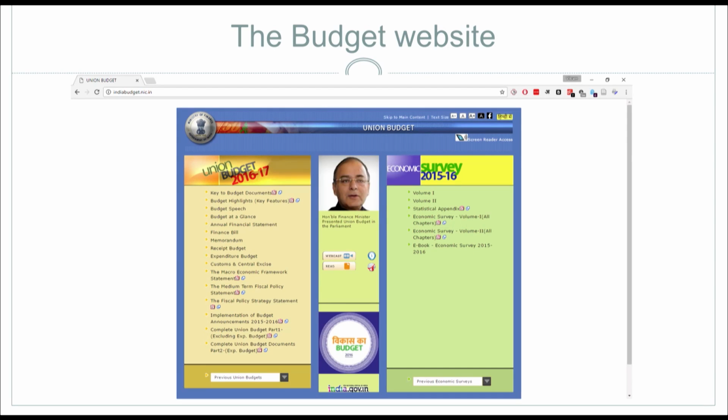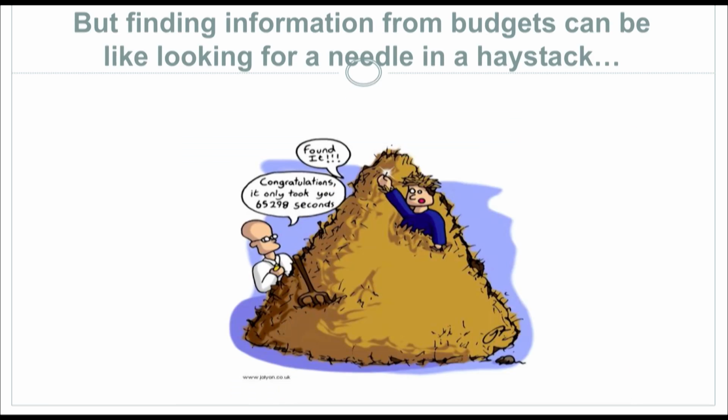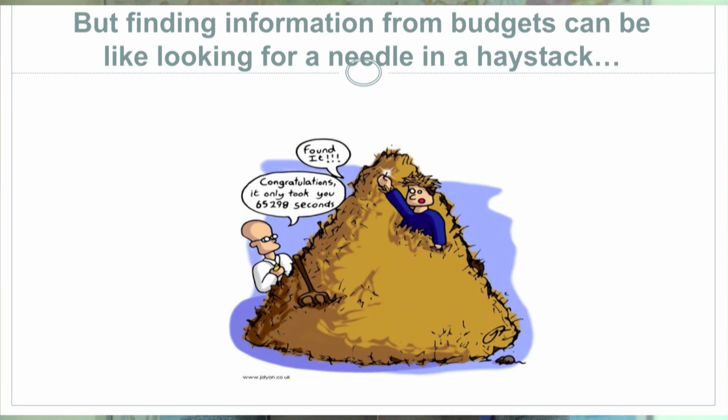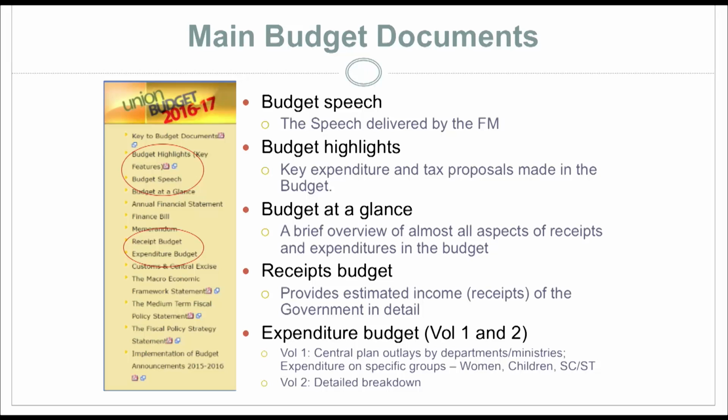All budget documents are uploaded on the main budget website www.indiabudget.nic.in. But finding information from budgets can be like looking for a needle in a haystack. So let's go step by step. There are broadly 6 main documents that have most of the information that one would need to analyze social policy. The first is the budget speech, which is the typed version of the speech delivered by the Finance Minister. Second are budget highlights, key expenditure and tax proposals made in the budget.